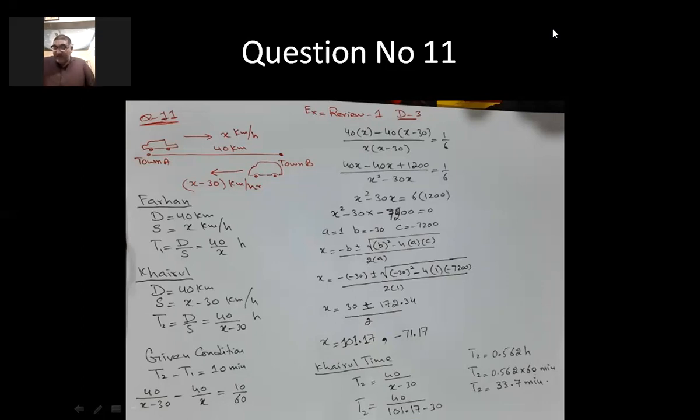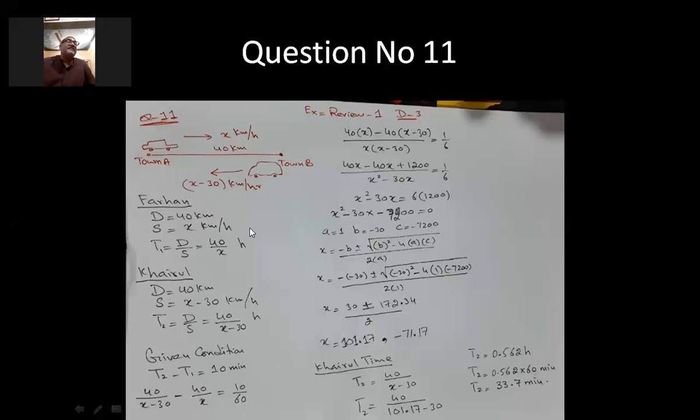Then we have given that Farhan, okay, Khairul traveled by a van from town B to town A. So he's talking about another person. He's moving from town B to town A. His name is Khairul. Khairul traveled by van from town B to town A at an average speed that was 30 kilometers less than that of the car. So the speed of this van is X minus 30, because its speed is less as compared to this speed.